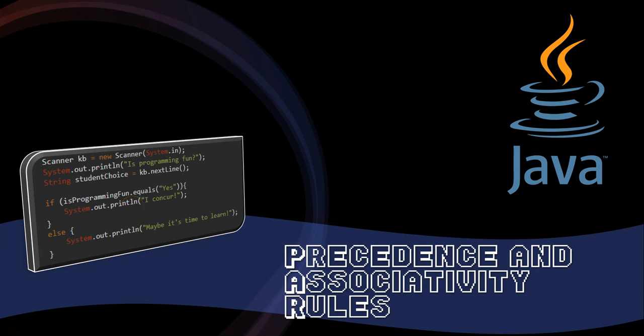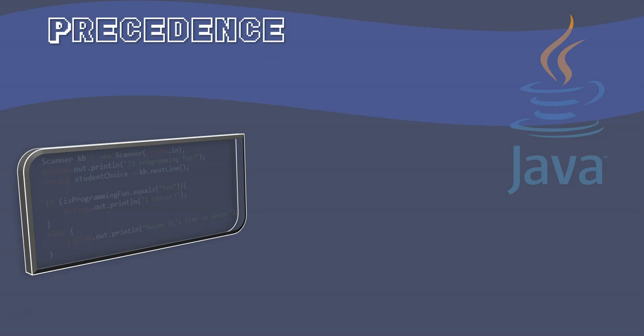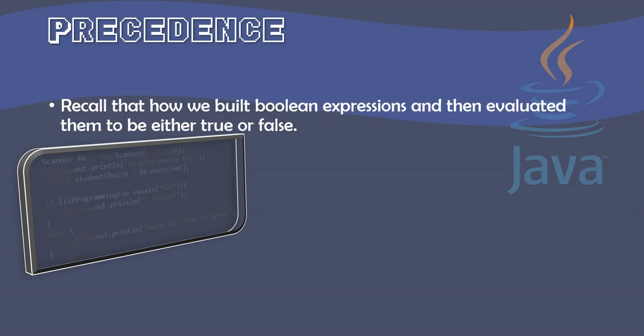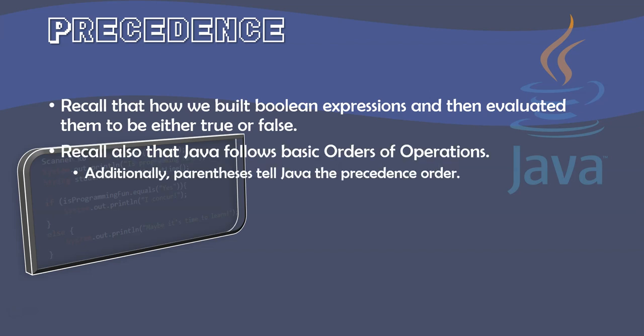And welcome back. As we look a little bit more at our Boolean expressions, today we want to, of course, touch on the topic of precedence and associativity rules. First thing, of course, is precedence, and that means just what is the order of how these things are going to be handled. We have already built several Boolean expressions and evaluated them to be true or false, and we've done this both with simple and with compound expressions using and or.